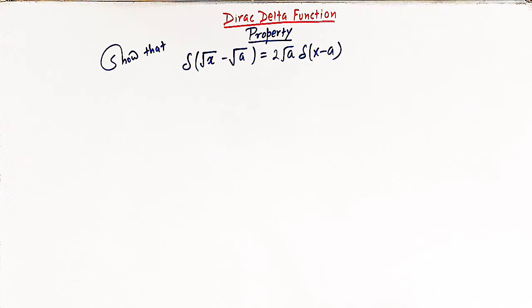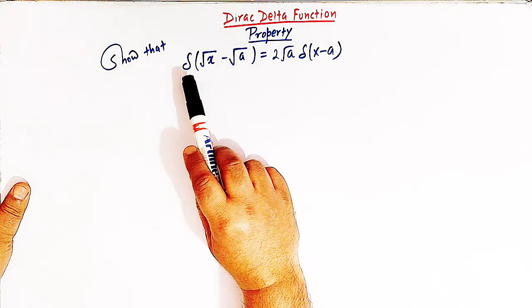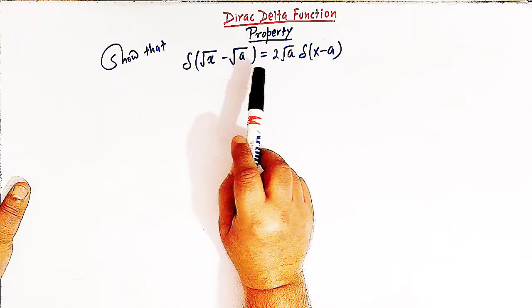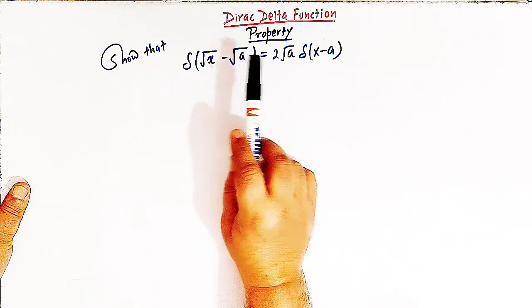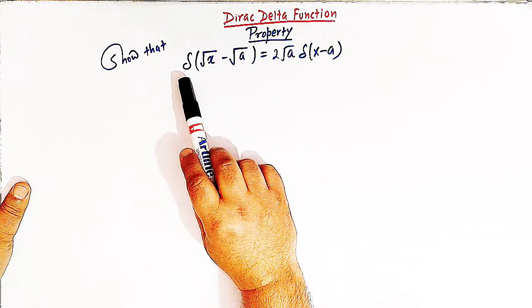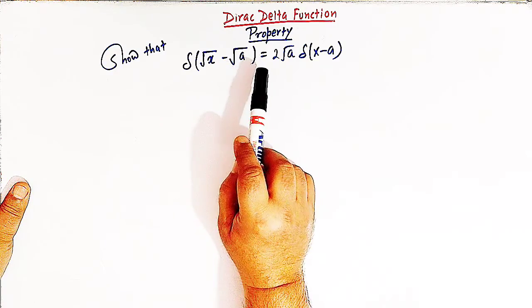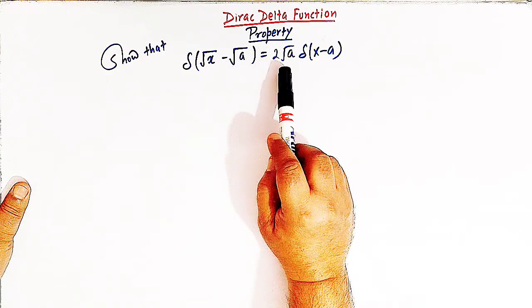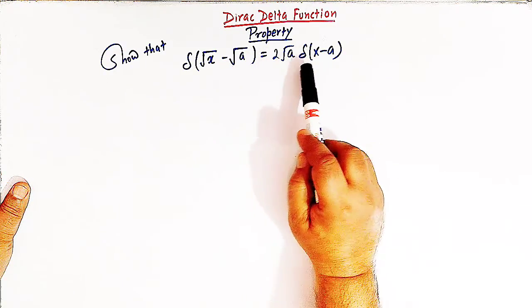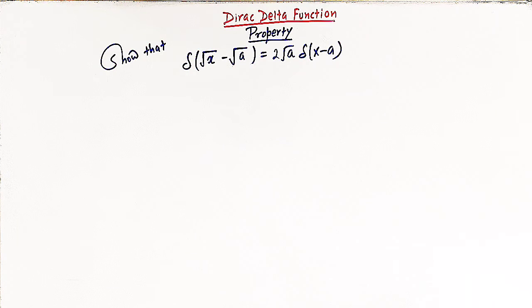Hello viewers, in today's session we are going to discuss an important property of the Dirac delta function. In this class we are going to prove this important property related to the delta function, that is delta of square root of x minus square root of a is equal to 2 times the square root of a delta of x minus a.